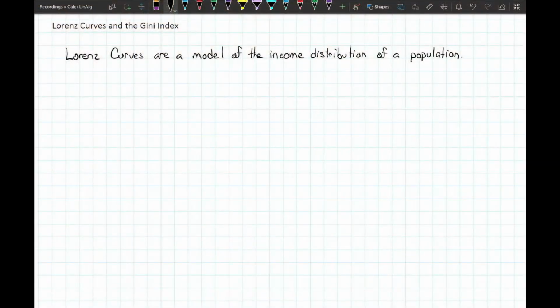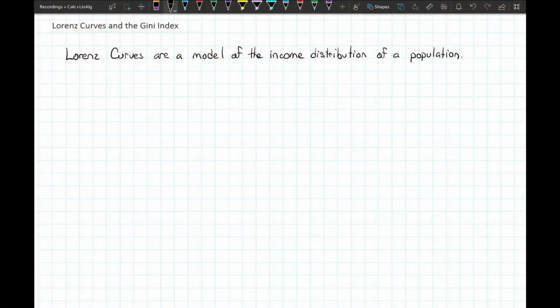And what this does is it gives us some sort of representation about the equality of the distribution of wealth in any given population. So we'll have to collect some statistics on that first, and then a Lorenz curve helps us to model that information, and a Gini index gives us some sort of description about how equal or unequal that distribution is. So let's start off with a Lorenz curve.